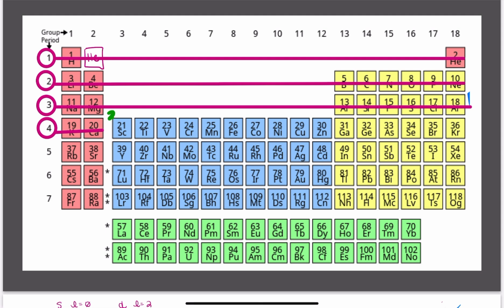Do not forget that these are called your 3d, 4d, 5d, 6d. I need to find a color that you guys can see on there. So I'm going to write them really slow. 3d, 4d, 5d, 6d, and then 4f and 5f are down here.